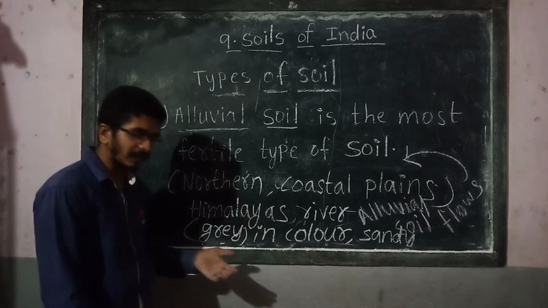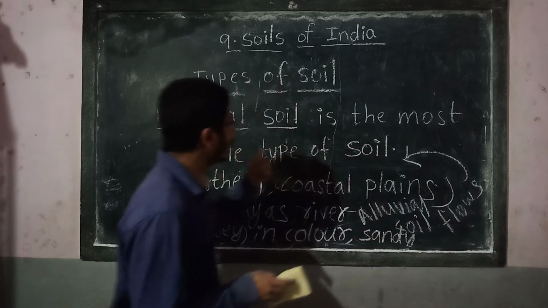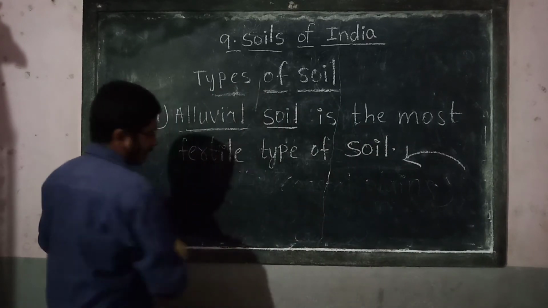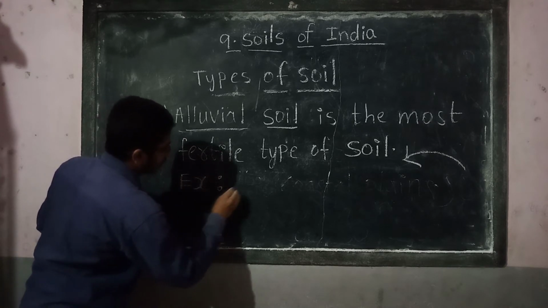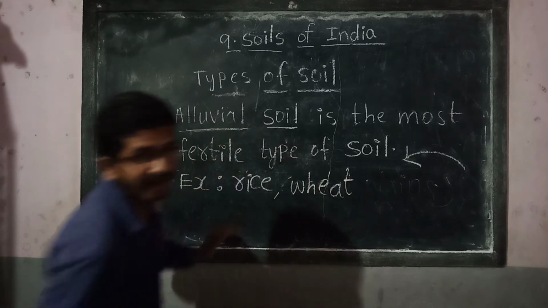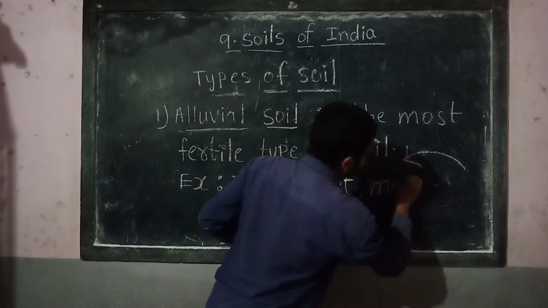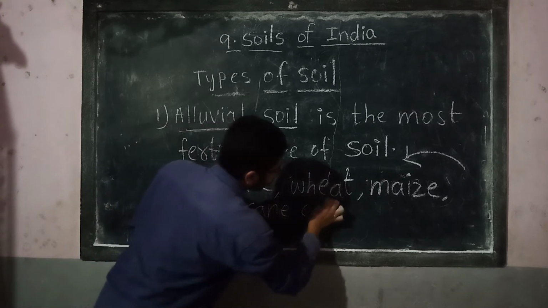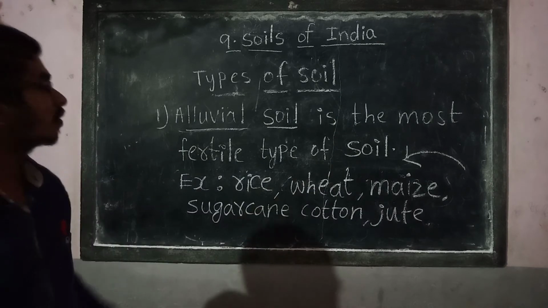Now, in different types of soil, different types of crops are grown. So in the alluvial soil, what type of crops are grown? Now I'll write some examples. It is suitable for, for example, rice. Rice is very well grown in this alluvial soil. Wheat, maize, sugarcane, cotton, jute. These are some examples grown in the alluvial soil.